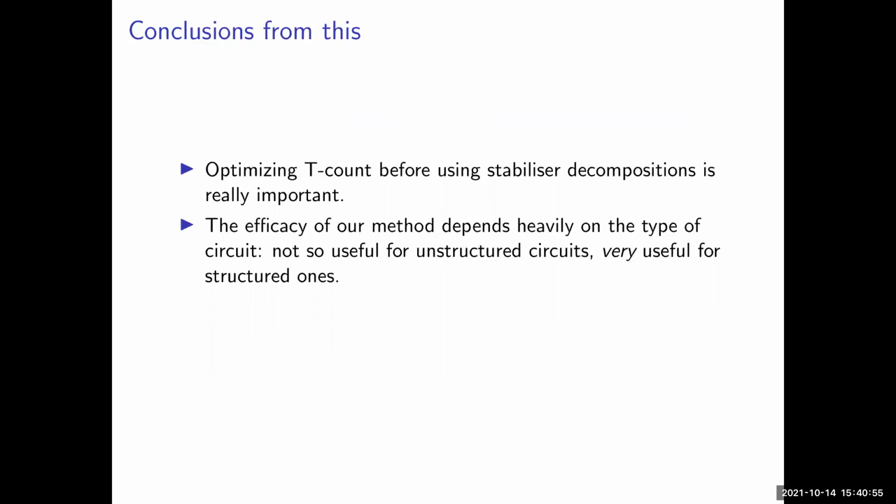Okay, so what are the conclusions from this? The first conclusion is that optimizing the T-count before using stabilizer decomposition is really important, right? Because the circuit optimization step already helps a lot in both the random Clifford+T cases and the hidden shift circuit case.